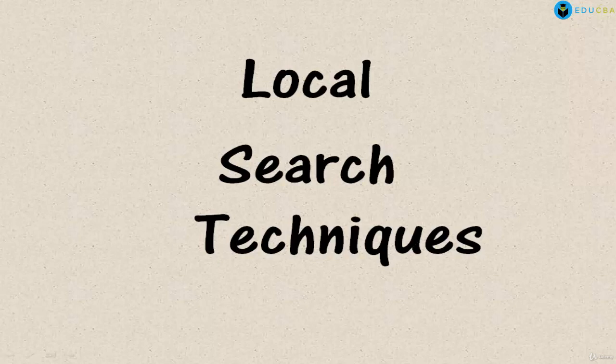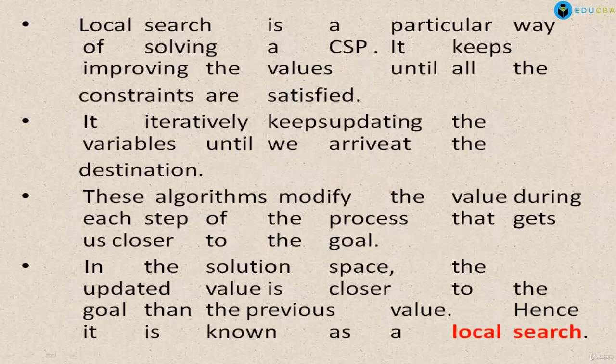Now we are seeing another technique, that is the local search technique. Local search is a particular way of solving a CSP. Now we all know what a CSP is, that is a constraint satisfaction problem, and we are using the local search technique for solving those problems. It keeps improving the values until all the constraints are satisfied.